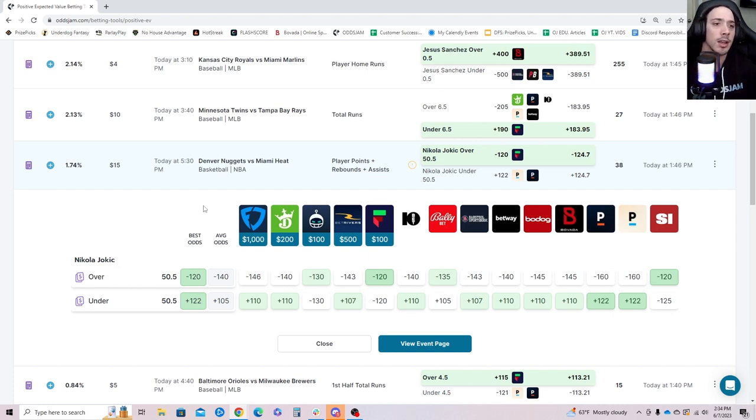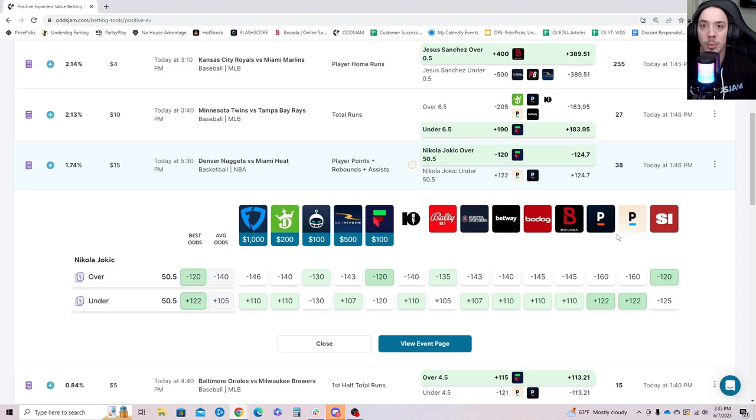So this got me thinking, this play right here: Nikola Jokic, over 50.5 points plus rebounds plus assists, PRA. We can see here why Fliff is an obvious positive EV play, and I'm not talking about the width or anything. I'm just talking purely data from these books. Fliff is offering this over 50.5 PRA at -120. We have Pinnacle, regarded as one of, if not the sharpest books in the world, at -160.